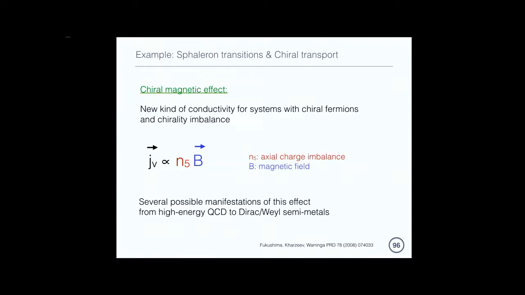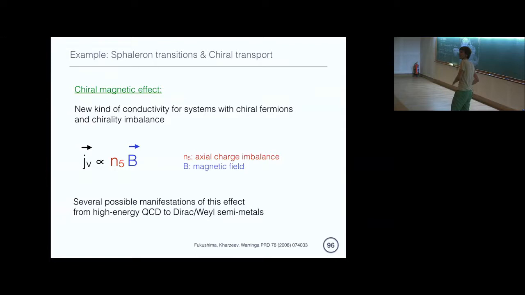The pocket formula version of this is a new kind of conductivity. Unlike an Ohmic conductivity, where you create an electromagnetic current by applying an electric field, you can actually create an electromagnetic current by applying a magnetic field. For this, what you need is an imbalance of the axial charge of the fermions.